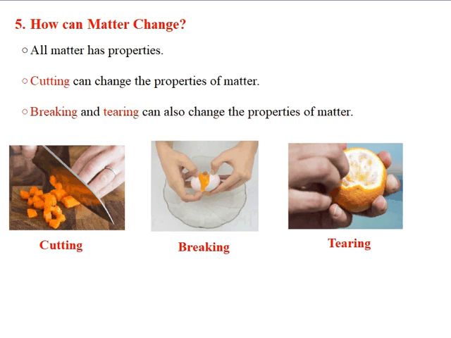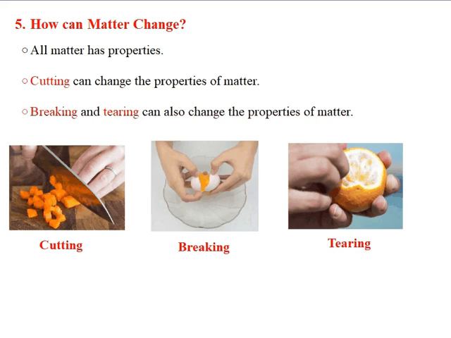Now, let's see how can matter change. All matter has properties. Cutting can change the properties of matter. If we look at the first picture on the left, we can see that someone is cutting the carrots. So this person is changing the shape of the carrots. So cutting can change the properties of matter.